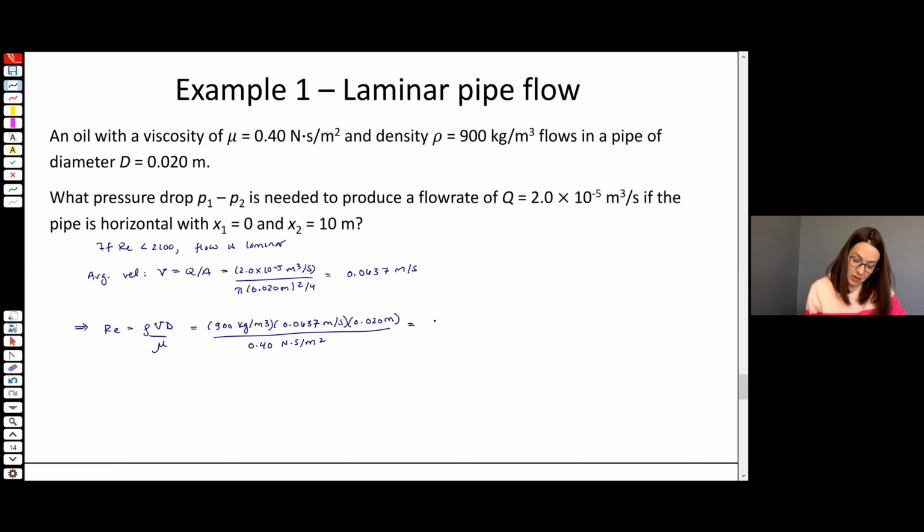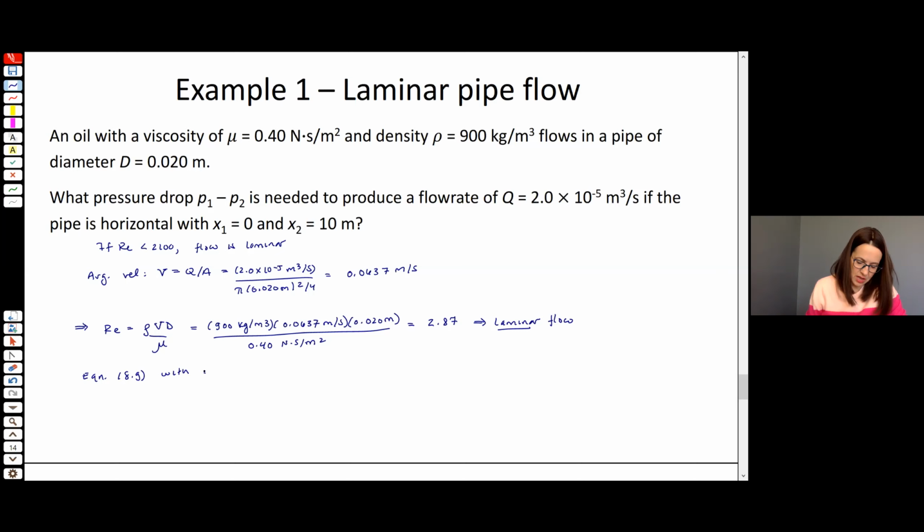So this gives us a Reynolds number of 2.87, right? A really small Reynolds number, definitely a few orders of magnitude less than 2100. So the flow is definitely laminar. That's great. That means we can now use those expressions for laminar pipe flow, expressions for the mean velocity and for Q.